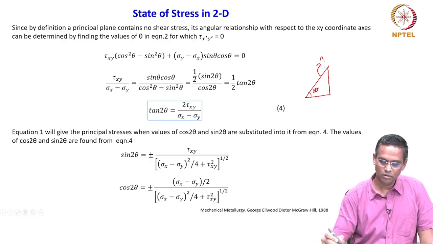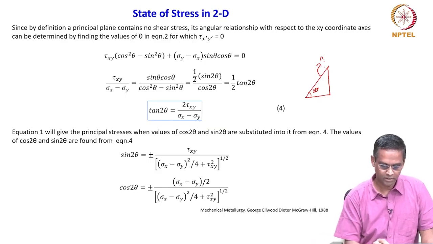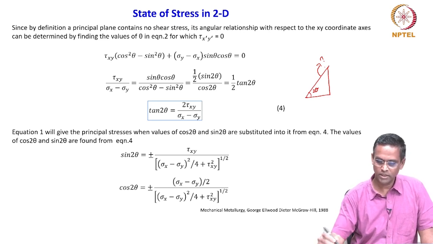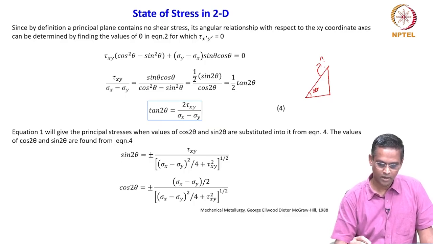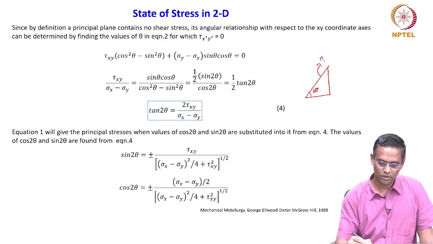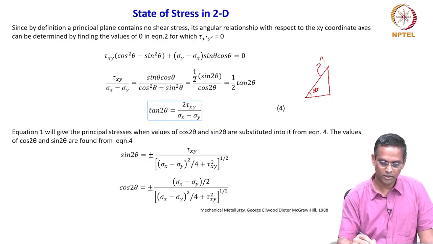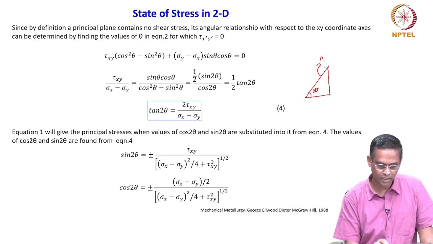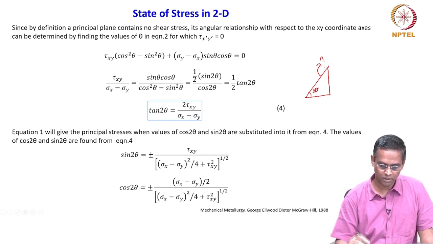So, using that relation, you will be able to find sin 2 theta. From this equation, tan 2 theta is 2 tau xy divided by sigma x minus sigma y, which gives you a simple Pythagoras relation. You will get sin 2 theta equal to plus or minus tau xy divided by [(sigma x minus sigma y) whole square divided by 4 plus tau square xy] to the power half. So, this will be your hypotenuse. So, it comes like this.